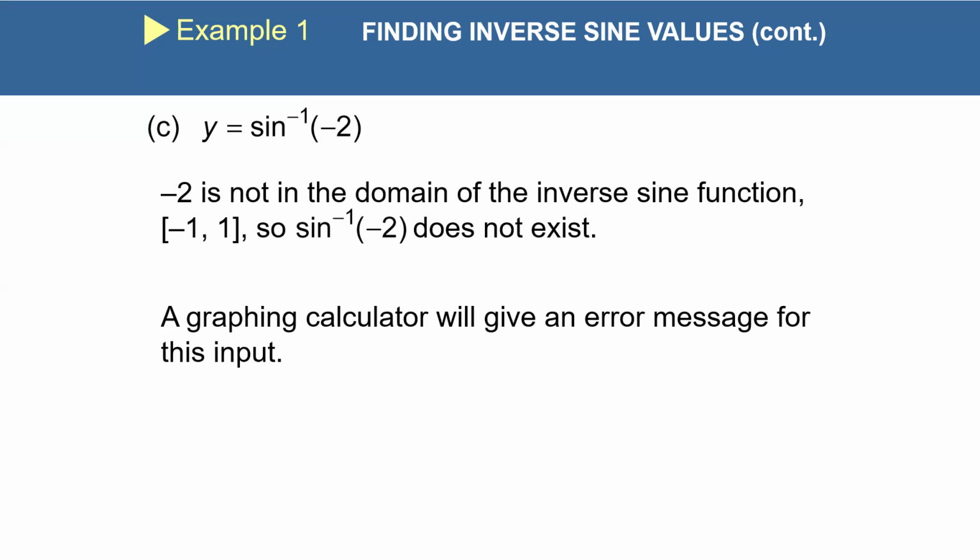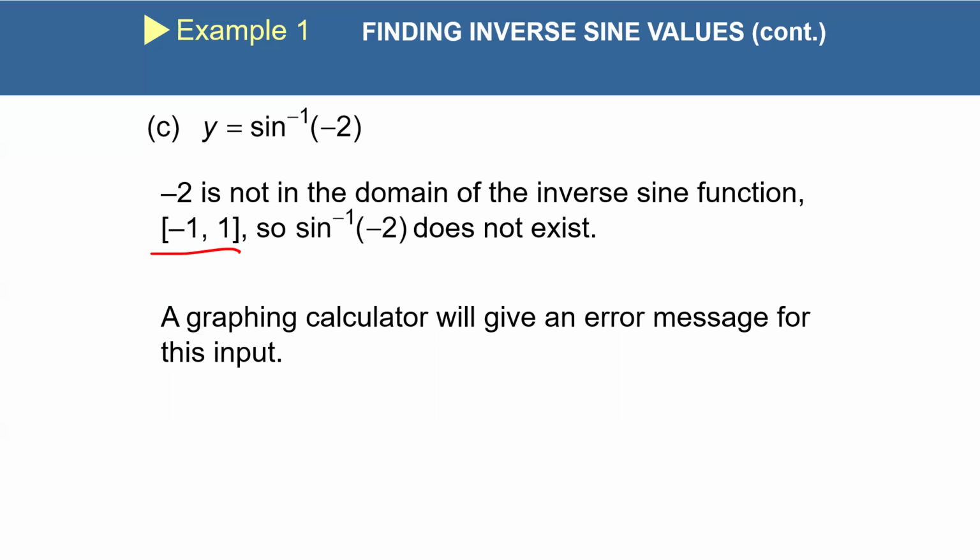Okay? Now, the reason why that's my domain is that, remember, when you switch your domain and range, you get your inverse. So what was our range for the sine function? What is our max and our min on our sine function? -1 to 1, right? If I'm now switching, that's now my domain for my inverse. And so that's why our values can't be higher than -1 and 1.